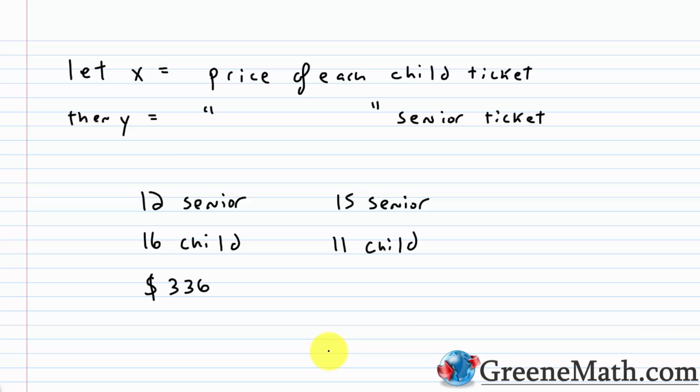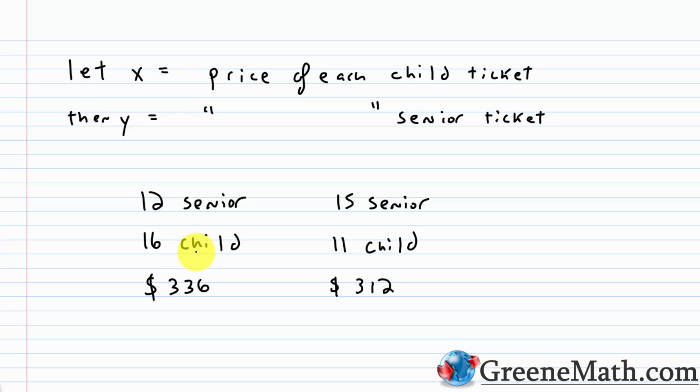And the total from this day was $312. So I have two scenarios, and this is going to be enough for me to build a system of equations. So X is the price of each child ticket. Now, if I sold 16 child tickets, and X is the price of each child ticket, so let's say X was 10. I'm not saying it is, but let's say it was.